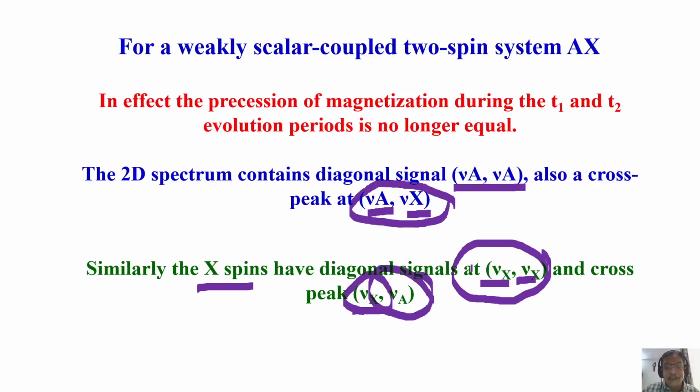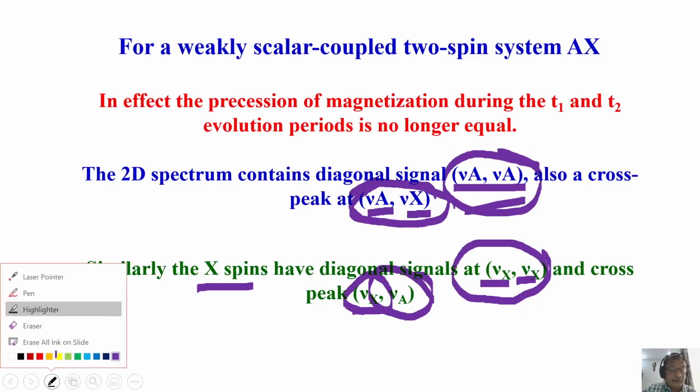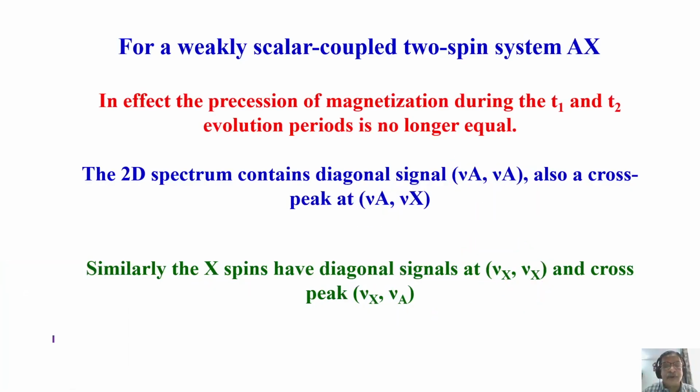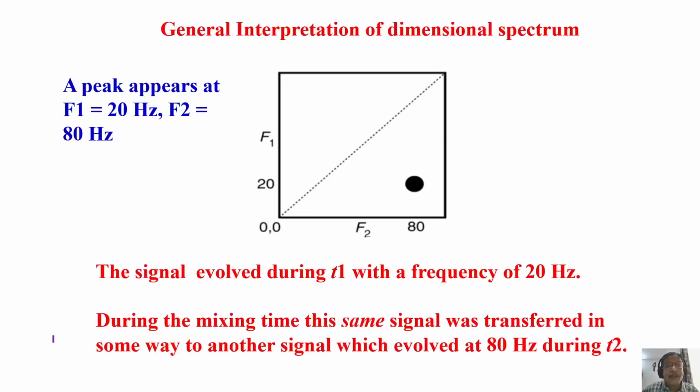You understand? In the 2D spectrum, you get diagonal peaks whose frequency remains the same in both the dimensions. Those whose frequencies are different in the two dimensions come as cross peaks, which is true for A spin, which is also true for X spin. And I took the example of a weakly coupled two spin system to understand this. I suppose you got the point now.